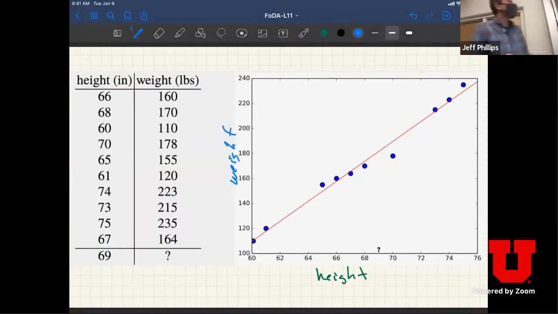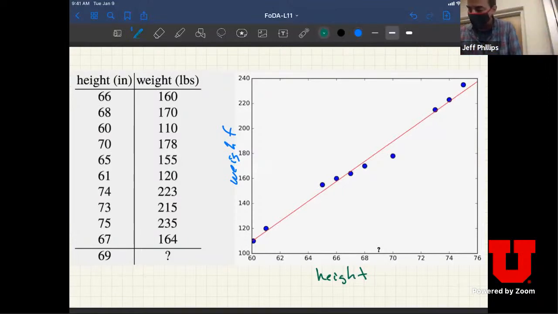weight here, okay? And so the height is the explanatory variable, and I think that if I know someone's height, I can predict what their weight is going to be. Not exactly, but I can get a pretty good idea of what their weight's going to be. Someone who's taller should probably weigh more, right? This is probably a truism.